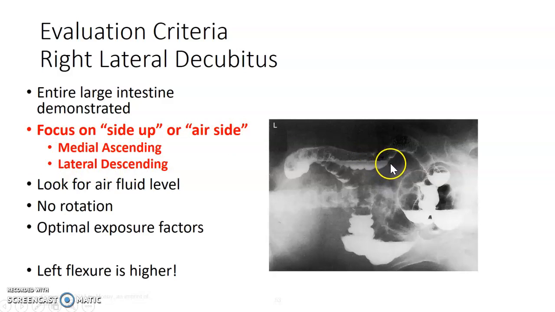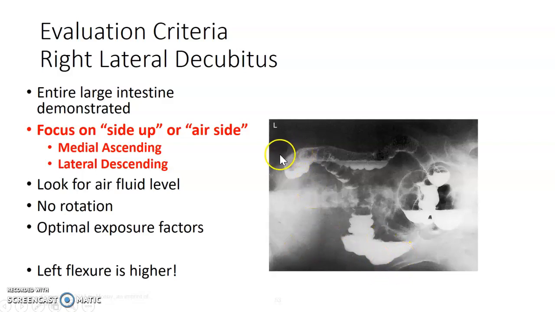Looking for air fluid level. See the flat line here? That's an air fluid level right there. So I automatically know this is a decubitus. If this image comes up on my boards, it won't have a left marker here. It's not going to give you that. How do I know this is a right lateral decubitus? I know it's a decubitus because I see an air fluid level. I know this is a right lateral decubitus.